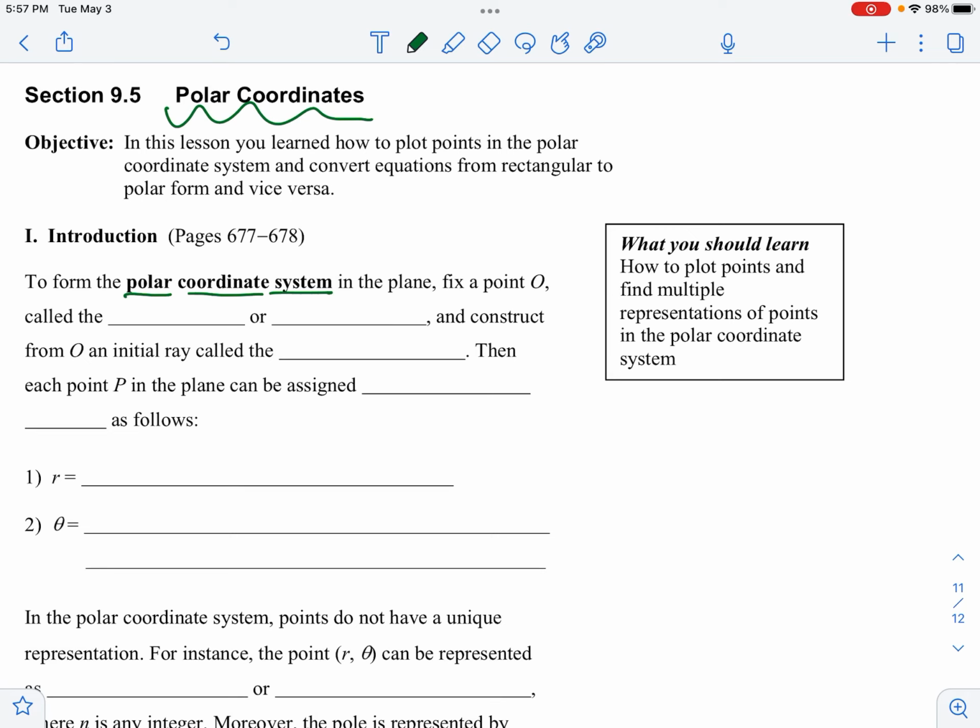But let's start with, to form the polar coordinate system in a plane, we're going to fix a point O called the pole or the origin. So the pole would be kind of like the center. From O, an initial ray called the polar axis. Then each point P in the plane can be assigned polar coordinates.